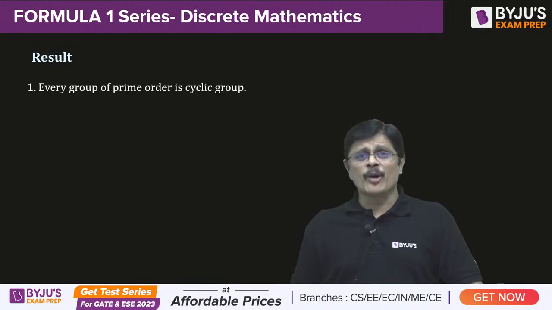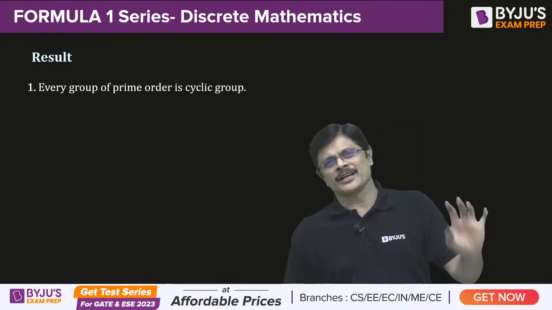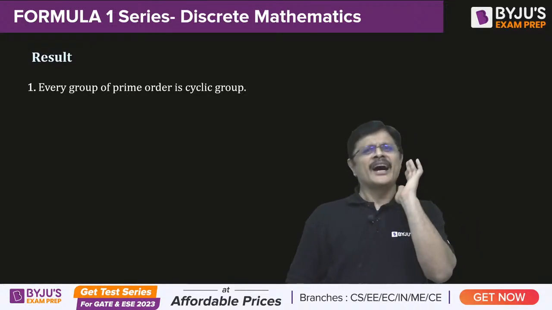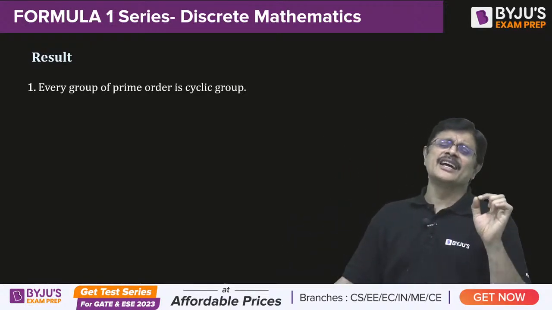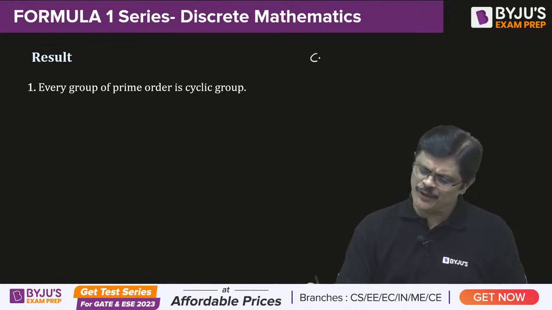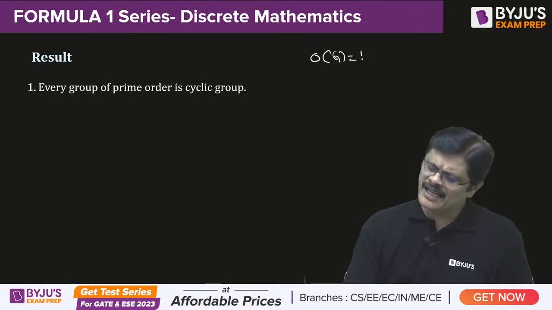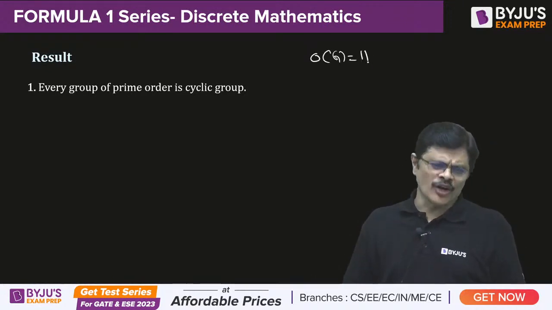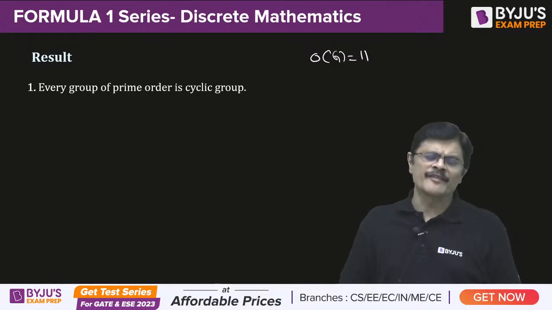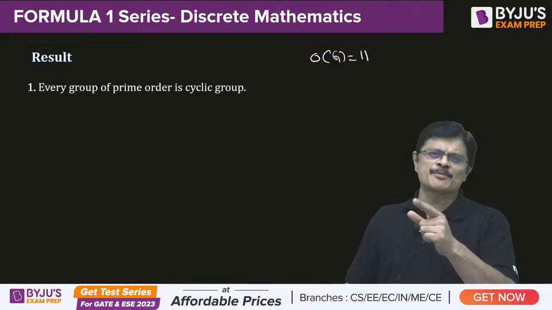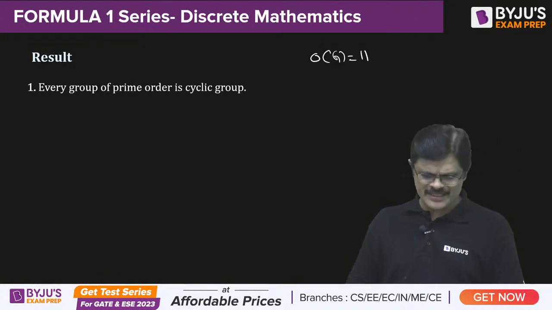Now, if it is prime order, 100% it is cyclic. You don't have to verify whether generators exist or not. 100% it will be cyclic, that is, there will be a generator. Suppose I give the order of a group as 11, is it cyclic or not? Without verification, directly you can say, yes, it is cyclic. Go home. You can say that.